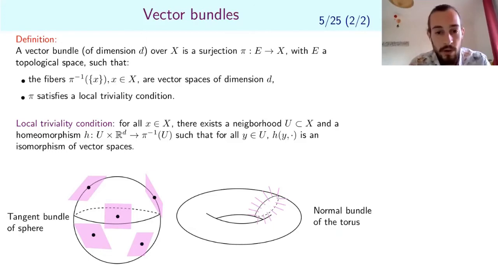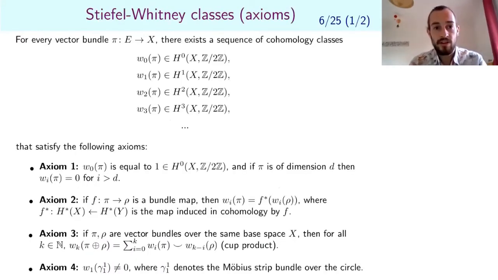And now we can define Stiefel-Whitney classes. So I propose here the axiomatic definition. So it goes like that. If you have a vector bundle over X, so this is a surjection from E to X, there exists a sequence of classes that are called the Stiefel-Whitney classes associated to your vector bundle. And they satisfy some axioms.